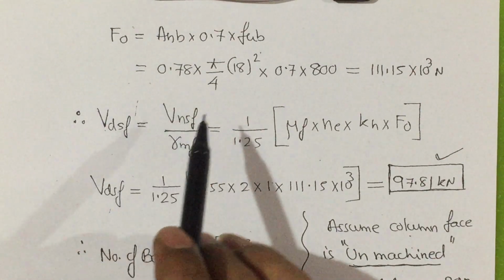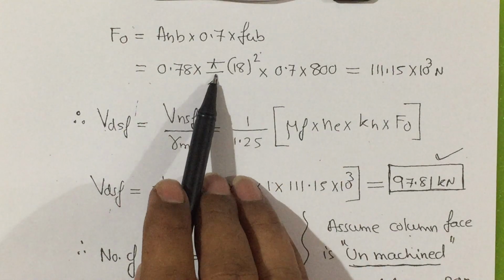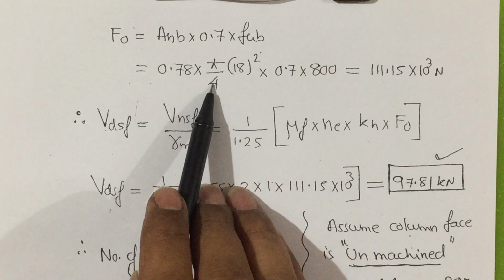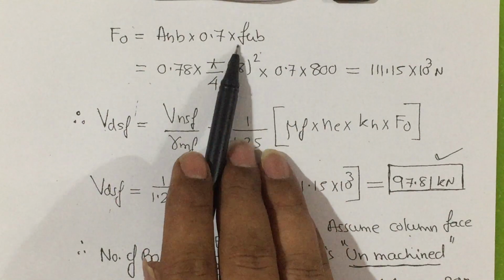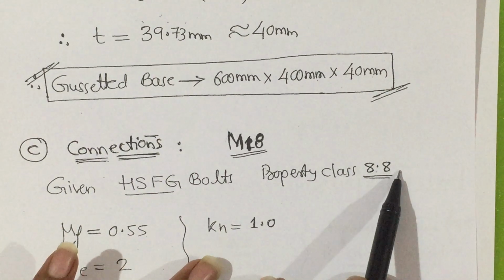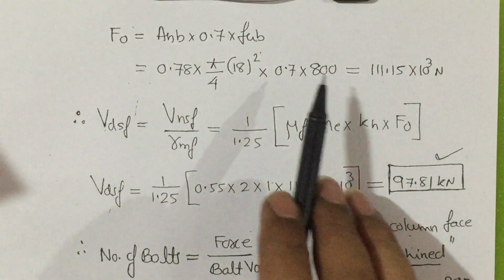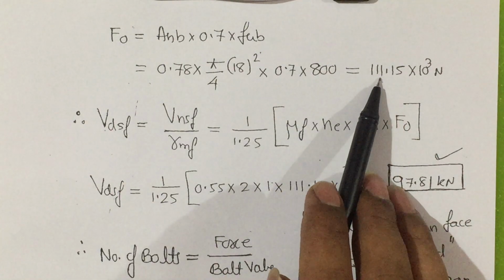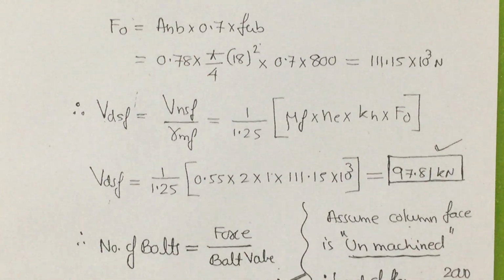Anb is given by 0.78 times Asb. Asb is pi d square by 4, multiplied by 0.7 into fub, that is the ultimate tensile stress of the bolt. It is given that property class 8.8, that is 8 should be multiplied by 100, 8 into 100, 800. You will get F0 equal to 111.15 into 10 power 3 Newton.